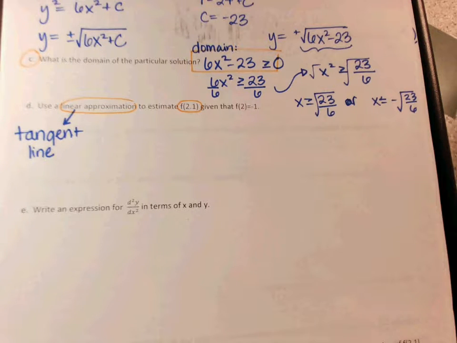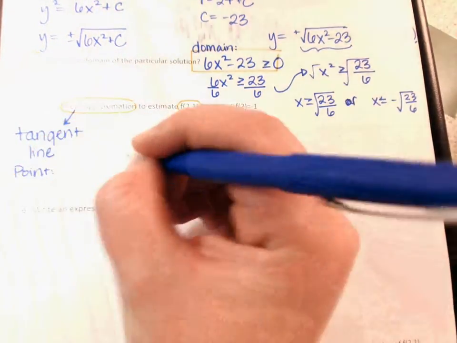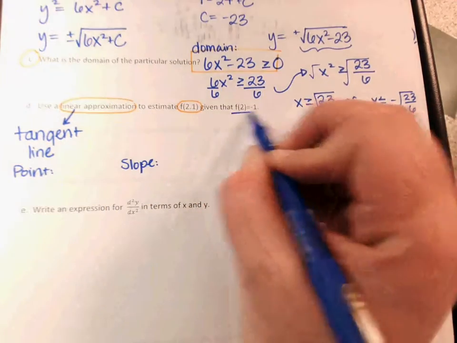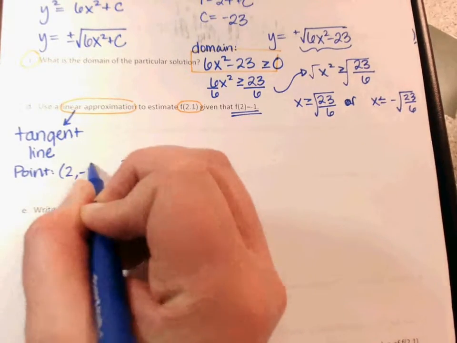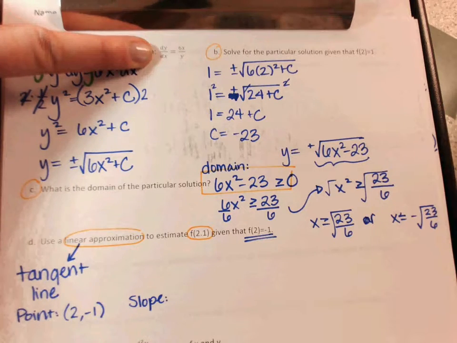So what two things do we need for the equation of a tangent line? A point and a slope. What is the point that they're giving me in this part? (2, -1). Very good. How will I find this slope? Will I need to take the derivative myself? What did they give you? The derivative. What's dy/dx? 6x over y. That's your slope. So all that I need to do is plug into 6x over y.